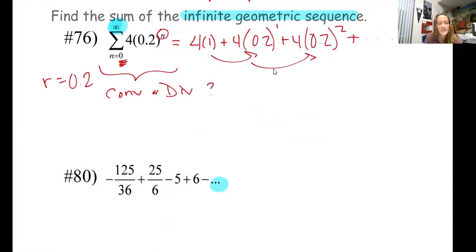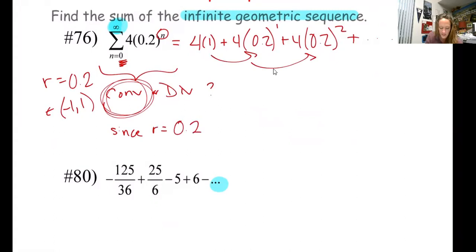Dora, did you answer? 0.2. Is 0.2 in between -1 and 1? The answer is yes. Since 0.2 is in between 1 and -1, what can I say? I can say this is a convergent one, since r equals 0.2, which is less than 1 in absolute value. Since that's true, I do have the sum.